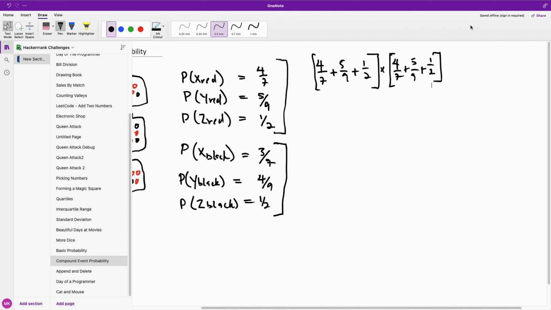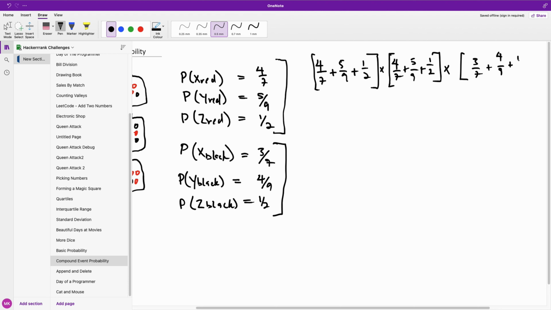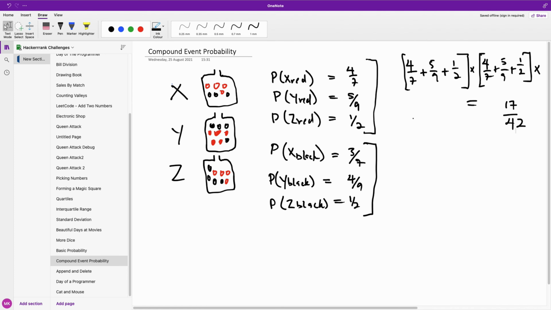And it also has to be that a black ball is drawn once. So I'm going to now multiply by this. It's going to be 3/7 plus 4/9 plus 1/2. So this will give you the result. If you work this out, it's going to give you 17/42. Now this is one way to solve it.